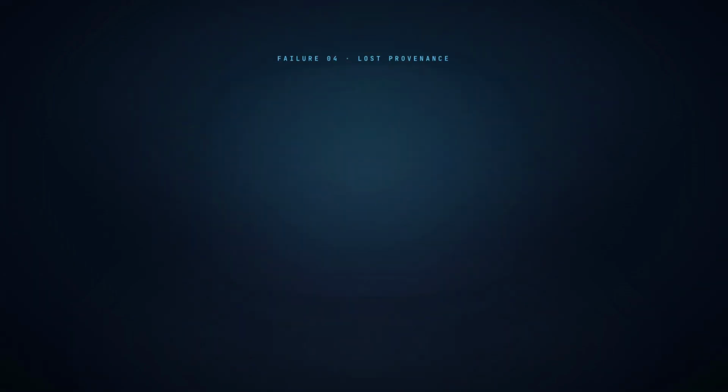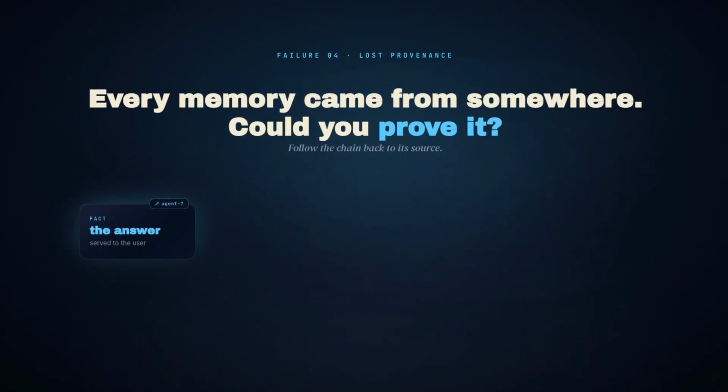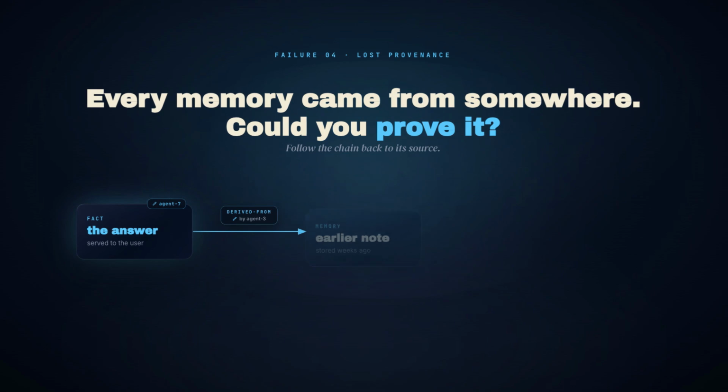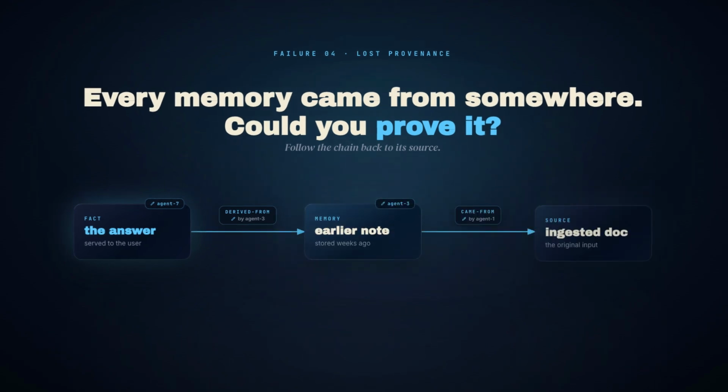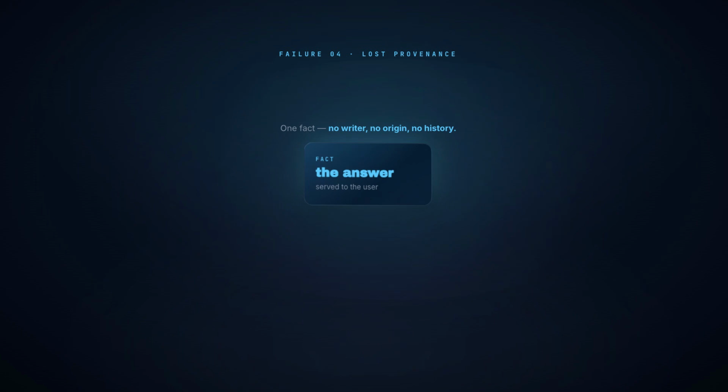Failure 4 is the quiet one, and it's the one that made the other 3 unfixable. Every memory came from somewhere, but I couldn't prove it. When I tried to debug the bad answer, I followed the chain. This fact was derived from that memory, which came from that source. And halfway back, the links just dissolved. No writer identity, no origin. The fact was floating with no history. Watch the chain draw in, then break.